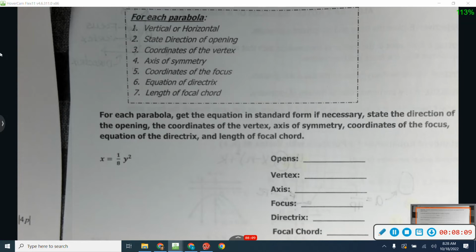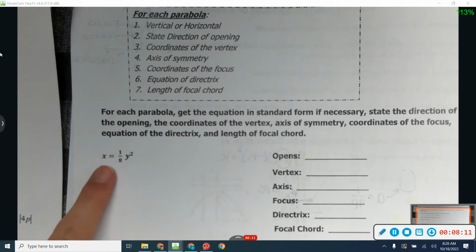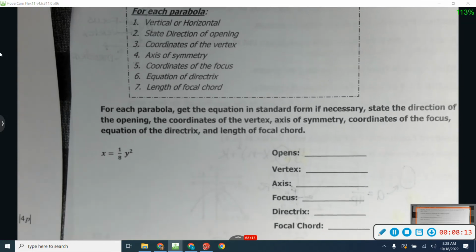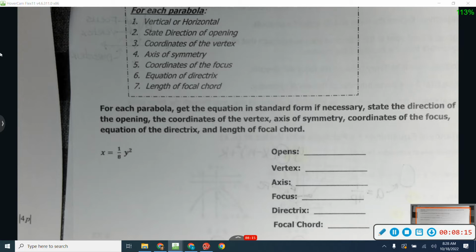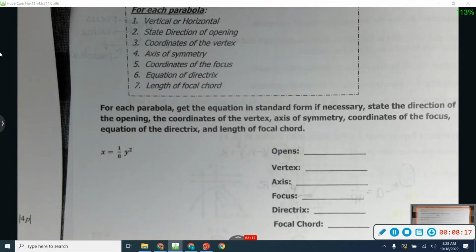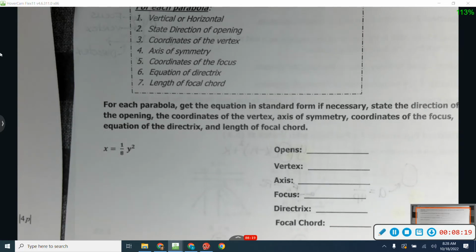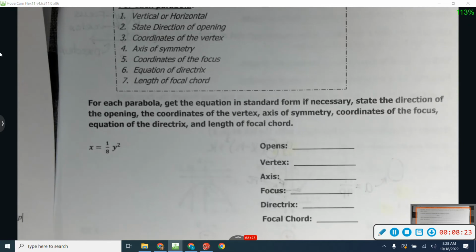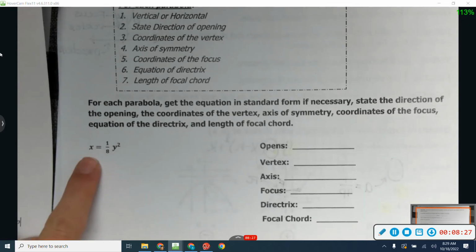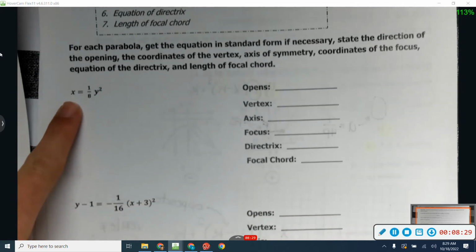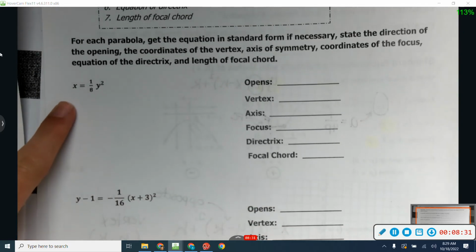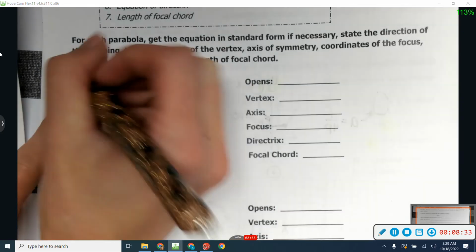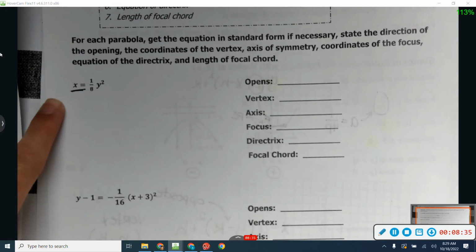What we're going to do is get the equation in standard form. Okay, you either want it x equals or y equals, nothing else on the left. Once it's in standard form, we're going to state the direction of the opening, and then we're going to find all of our characteristics. So if I'm looking at this first example, I have x equals 1 over 8 y squared. That's in standard form because I have x equals by itself.